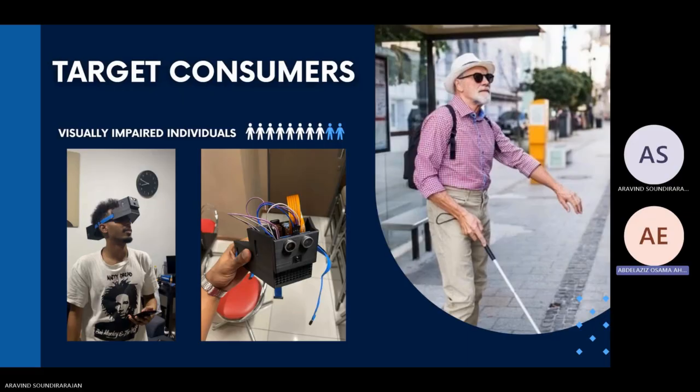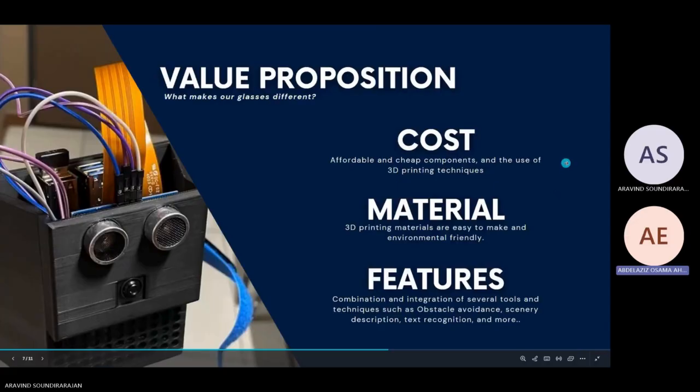Now, on the next slide, we talk about the value proposition. So, what makes our glasses different? Now, the three main components are the cost, material, and features. Now, for the cost, it's affordable and it uses cheap components, and also with the use of 3D printing techniques and printed materials, which is accessible. Now, for materials, as I said, it's 3D printed materials. They're easy to make and environmentally friendly because we're using a biodegradable filament.